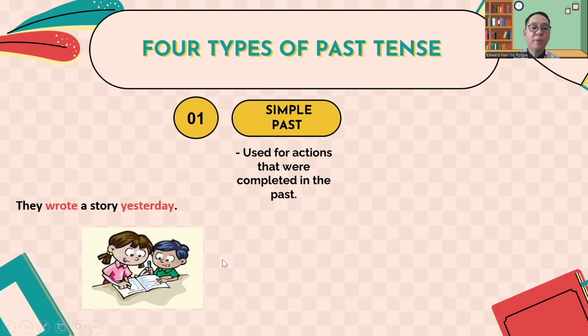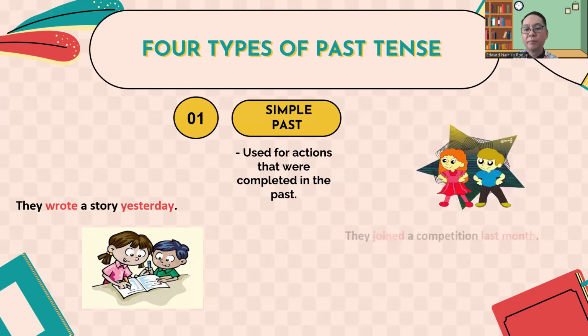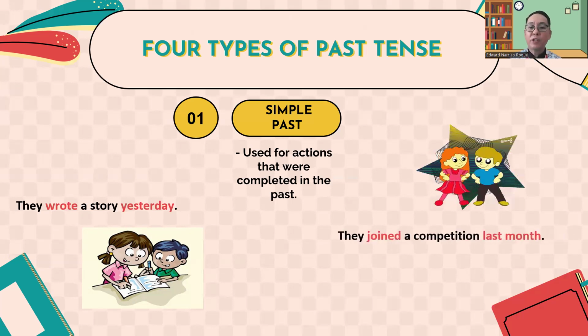Here, the verb is in the past form. From the word write, the past form is wrote. And the word yesterday is used as a time indicator, stating that the action happened in the past. They wrote a story yesterday. They joined a competition last month.